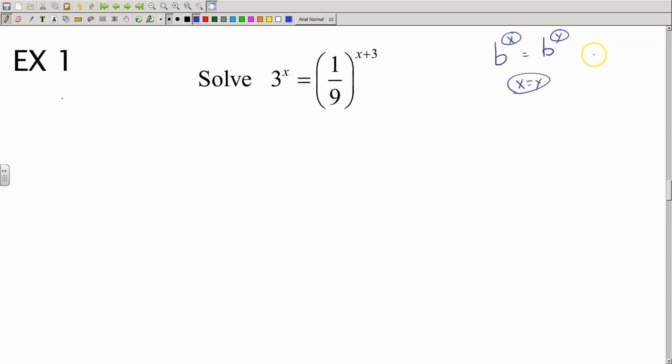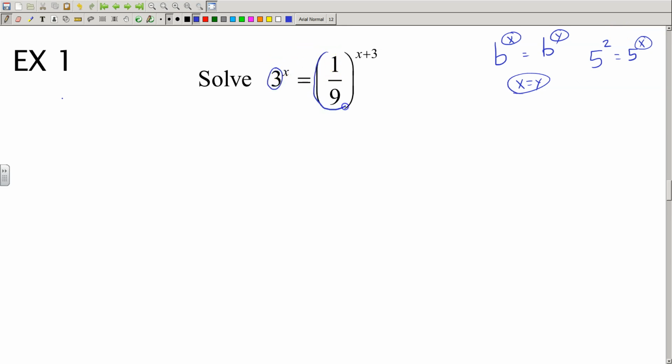Like for example, if I use the base 5, and I said 5 to the 2 equals, it's kind of a silly example, 5 to the x, and I said, well, what does x have to be here? Well, it's pretty clear that x would have to be 2 there. It has to be. There's no other option. So our strategy here is, if possible, can I make these bases the same?